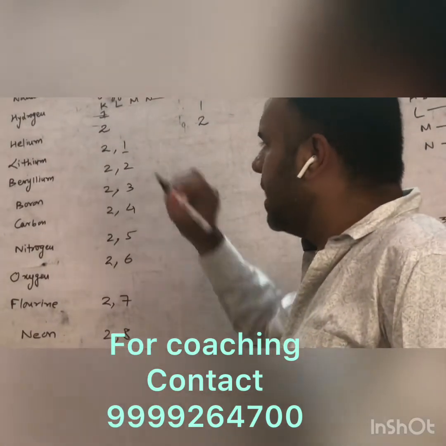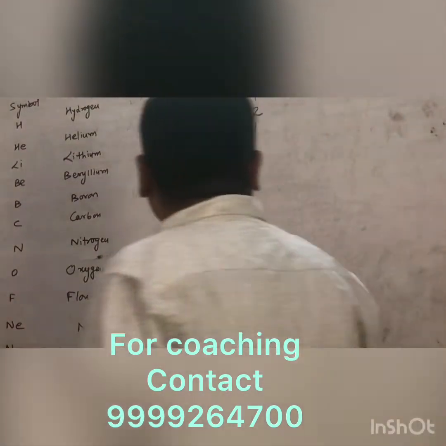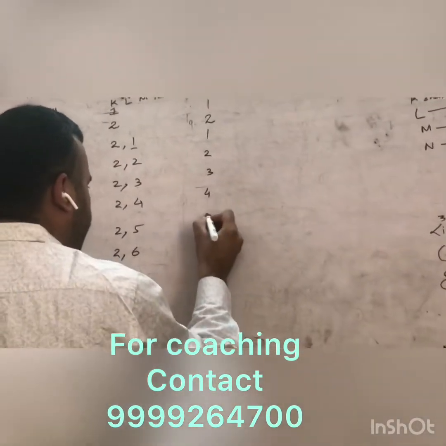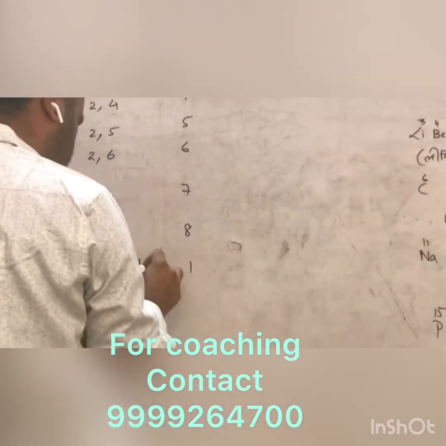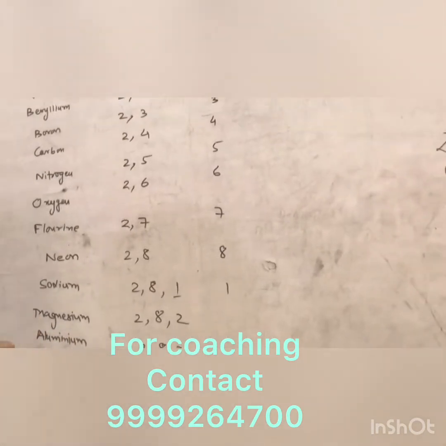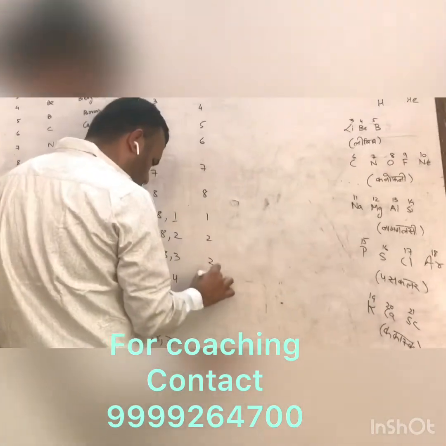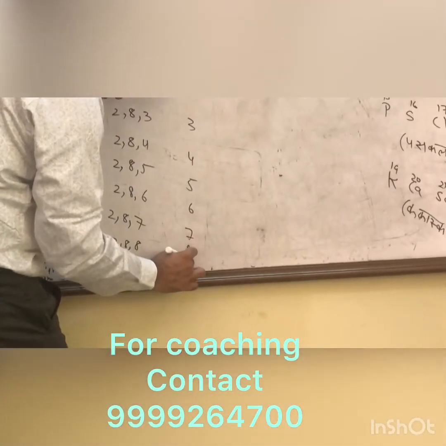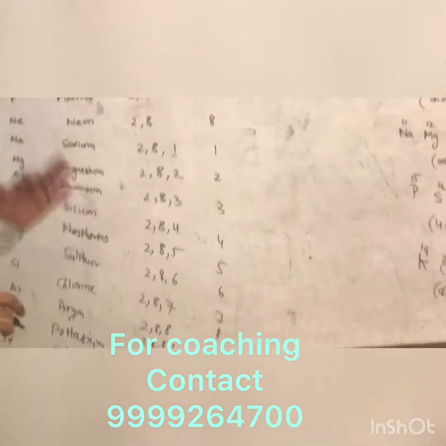Lithium, that is the L shell, is the outermost shell. So in case of lithium, it's 1 valence electron. Then it goes like this: 1, 2, 3, 4, 5, 6, 7, 8. Then again, this M shell is the valence shell in case of sodium. So it goes like this: 1, 2, 3, 4, 5, 6, 7, 8. Then also 1, 2. Right? It will go like this.